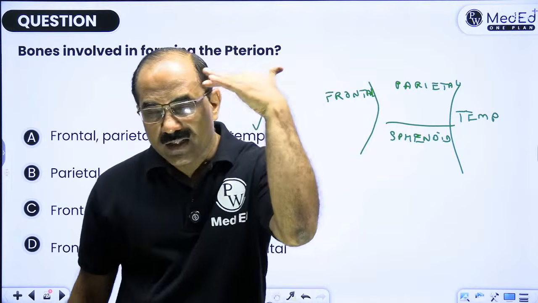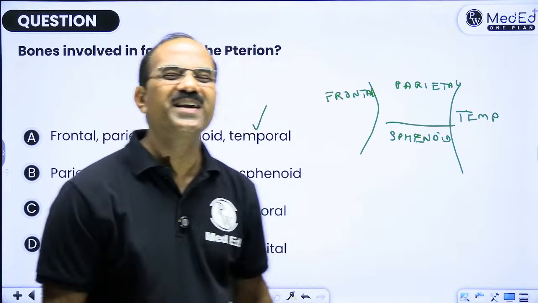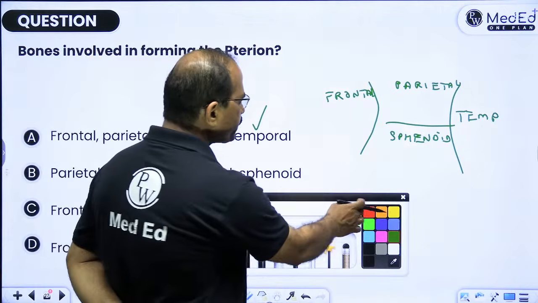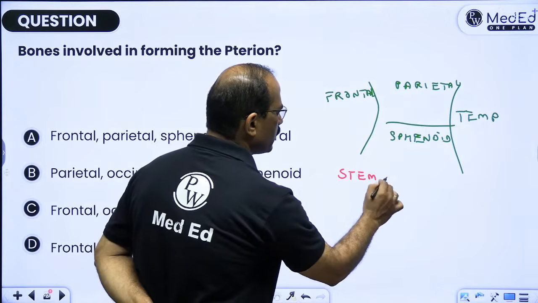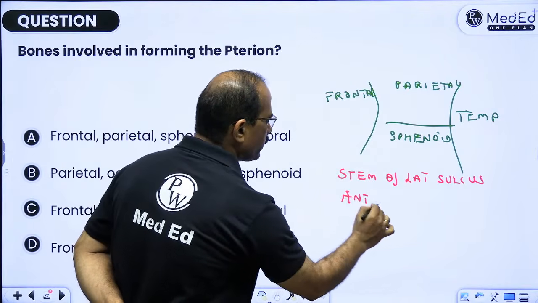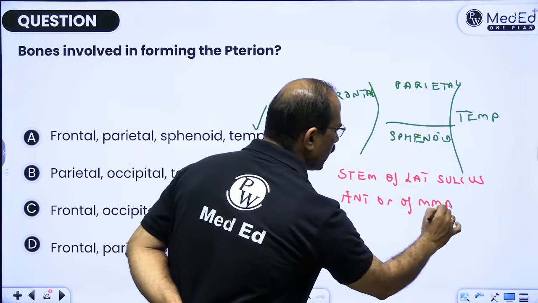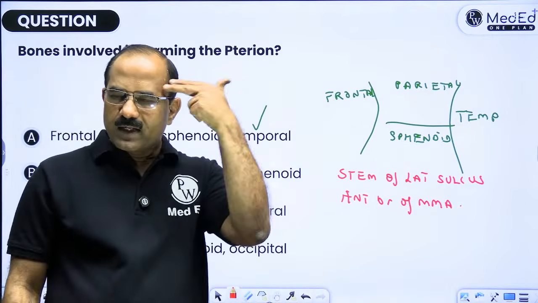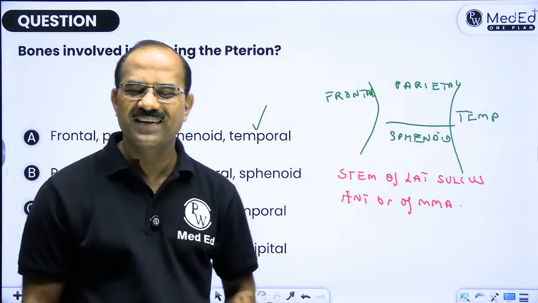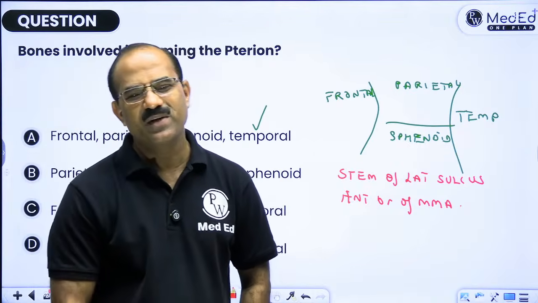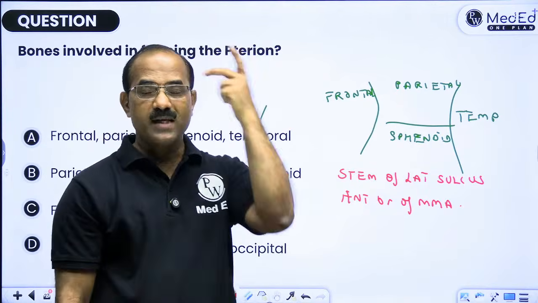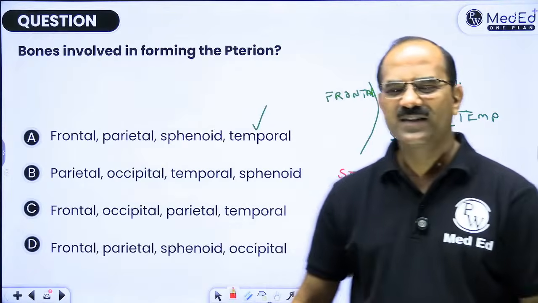And who lies deep to this pterion? इसके नीचे कौन होता है? Who lies deep to the pterion? Any guesses? Why is this so important? Below the pterion lies the stem of lateral sulcus, and the anterior branch of middle meningeal artery. Yes, very good. The middle meningeal artery बोलो या anterior branch of middle meningeal artery बोलो, that's one and the same. And the stem of lateral sulcus that lies below the pterion. Right? Great. Very nice.